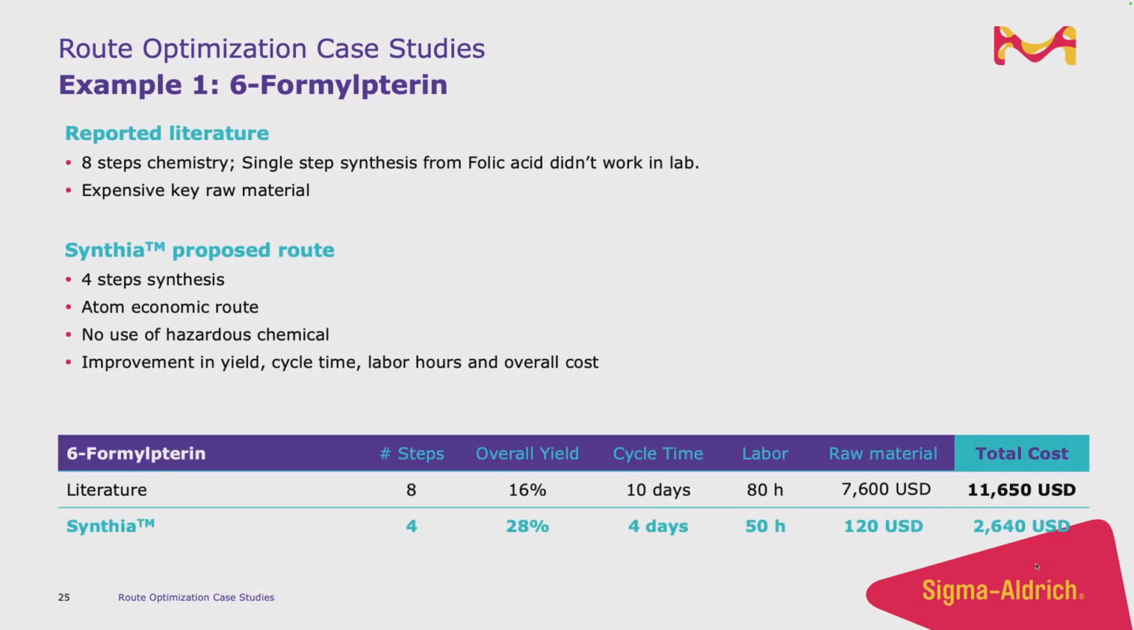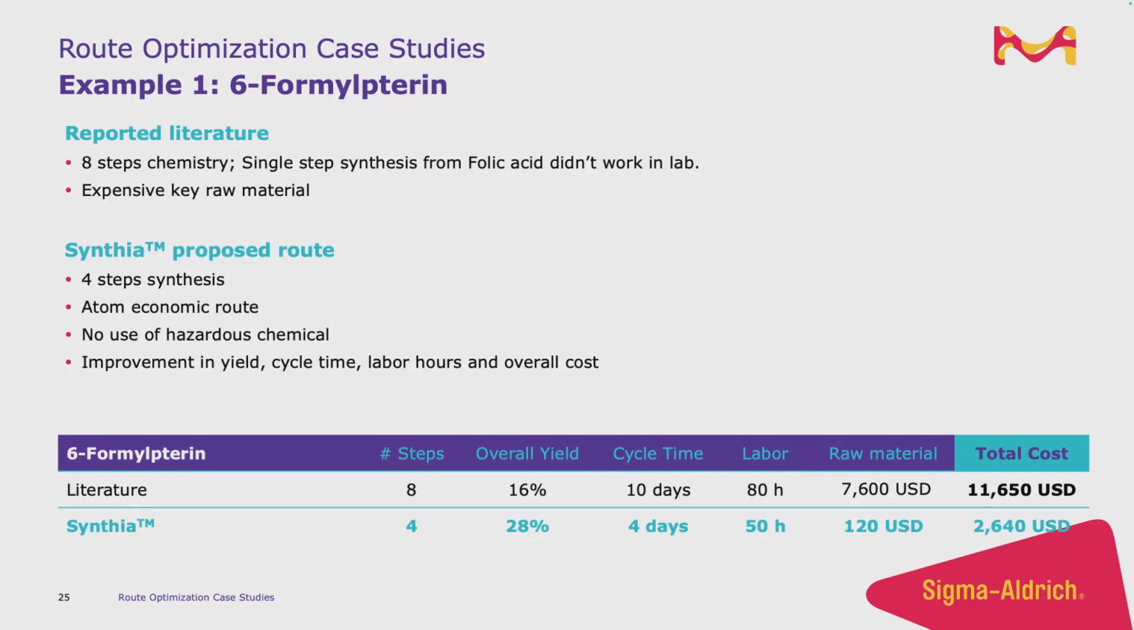So if we look at a summary here, we were able to reduce the number of steps and improve the overall yield from 16% up to 28%. We also greatly reduced the cycle time, so that's the time that it takes to actually do all of the reactions and purification, from 10 days down to 4 days. This also significantly reduced the labor costs, and the raw material costs were also significantly reduced from $7,600 down to $120 for those initial raw materials. So this led to an overall cost savings between the labor and the raw materials from almost 12,000 US dollars down to 2,600.